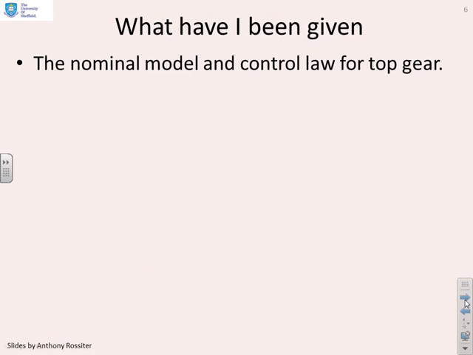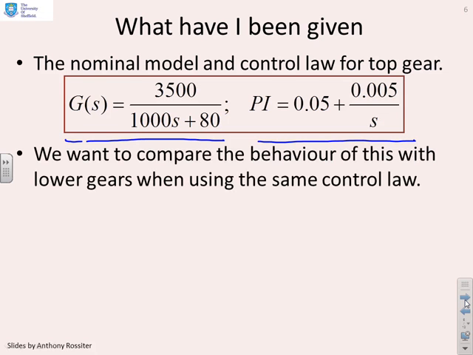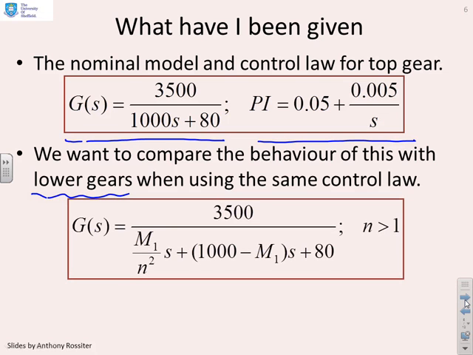So now we go and look at the question. What information have I been given? Well, I was given the nominal model and control law for top gear. So there it is. G is 3,500 over 1,000 S plus 80, and there's my PI control law. And we want to compare the behaviour of this system with what happens when you're in a lower gear, but using the same control law. So instead of the G above, we're going to use this particular G here.